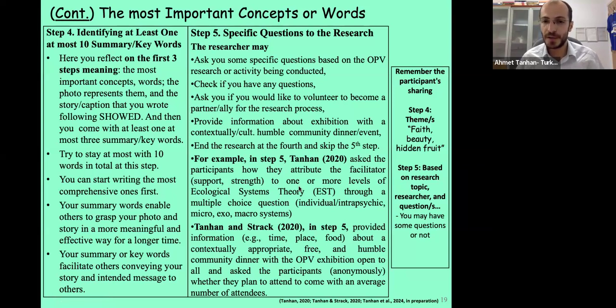Urie Bronfenbrenner has developed ecological systems theory. I'm suggesting they really use a theory to ask their participants. Let me have some water.